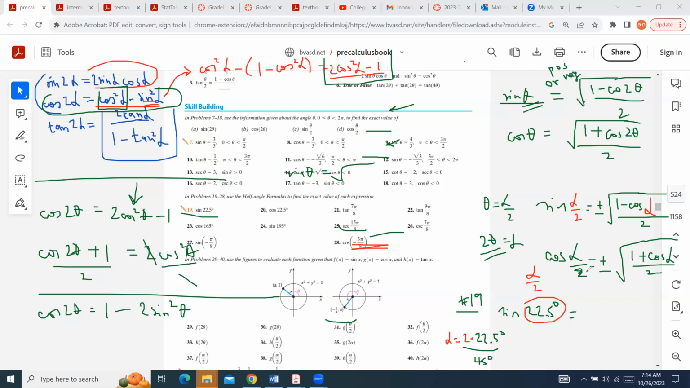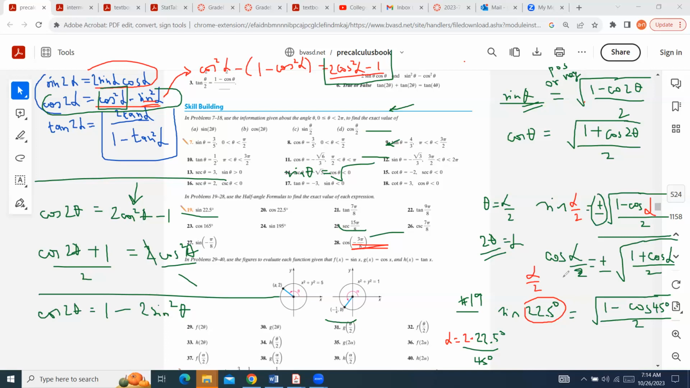So I'm going to use that one. I'm going to use this square root of 1 minus, and now it's a cosine of 45. It is pretty straightforward because you just need to recall what cosine of 45 degrees is. And again, it's not ever going plus minus.